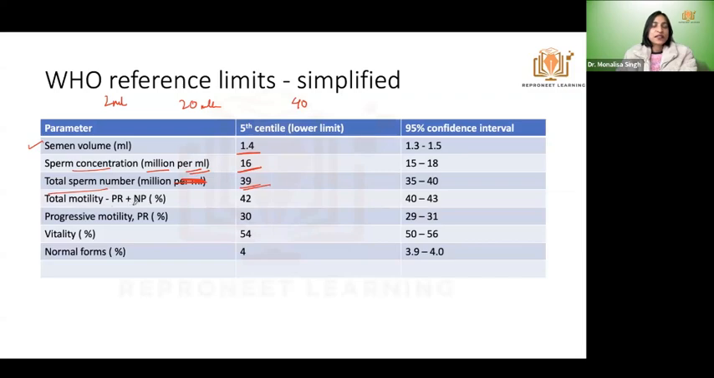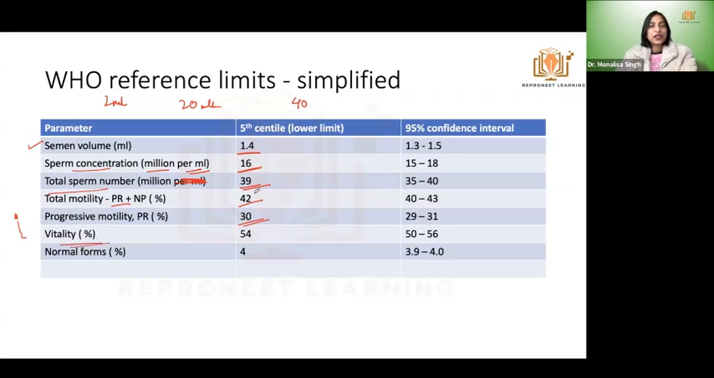Total motility is progressive. Earlier it was grade 1, grade 2, grade 3 motility. That has been removed from the WHO 2010 article. This one says only 2 types of motilities: progressive and non-progressive, and non-motile. So we are bothered about total motility and progressive motility. Total motility is motile spermatozoa, which includes progressive as well as non-progressive, just being motile in the same place. That should be 42 and progressive motility should be 30%.